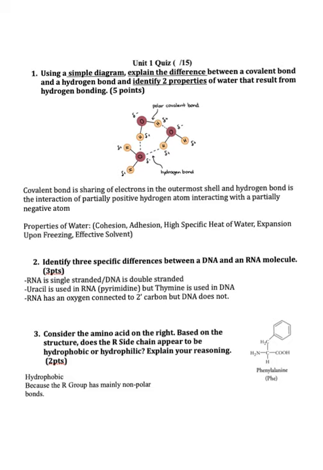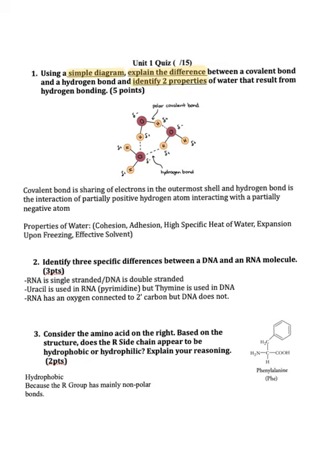So question 1, it asked, using a simple diagram, explain the difference between a covalent bond and a hydrogen bond, and identify two properties of water that result from hydrogen bonding. So this question's got three components. We need a diagram, we need to explain the difference, and identify two properties.